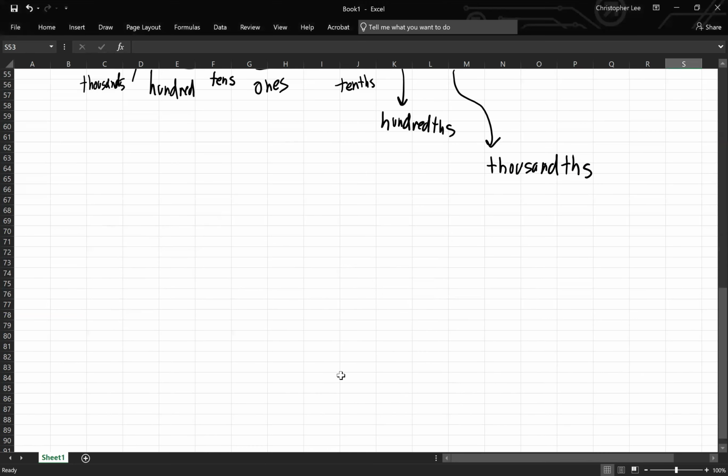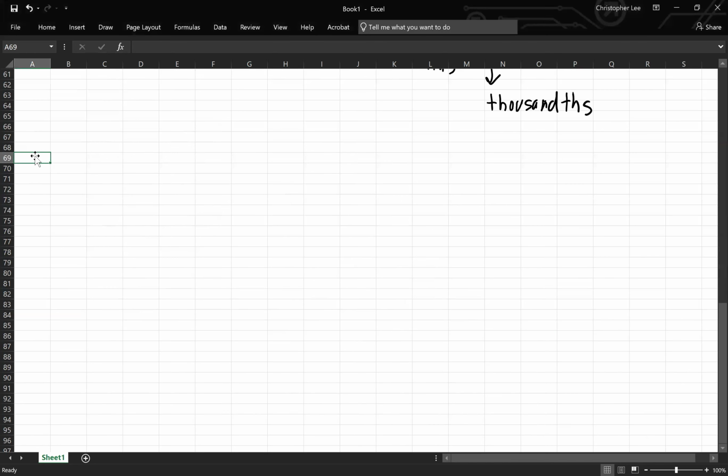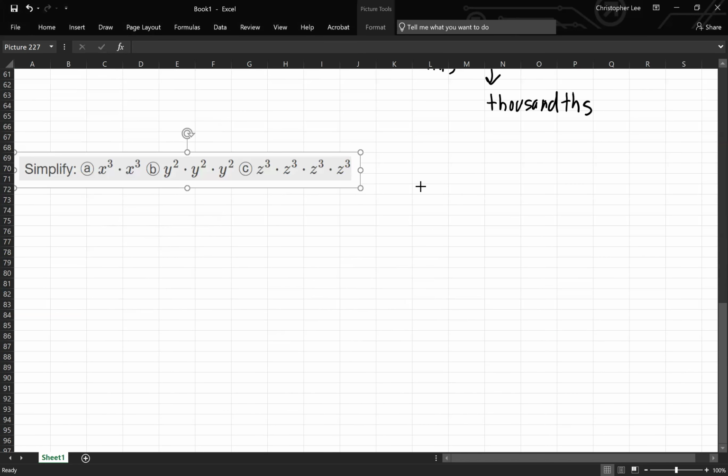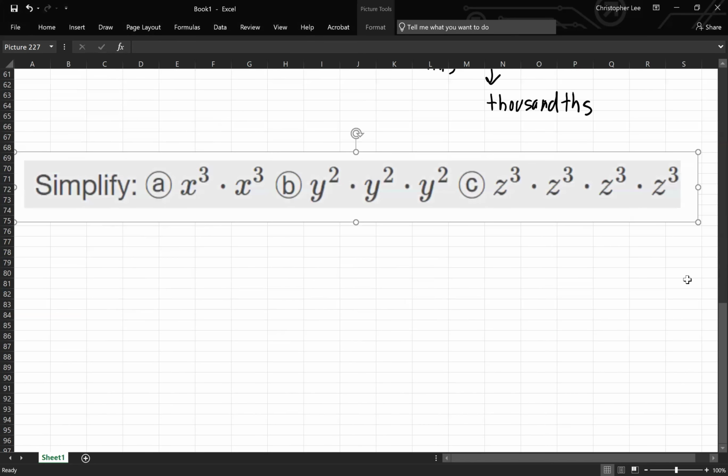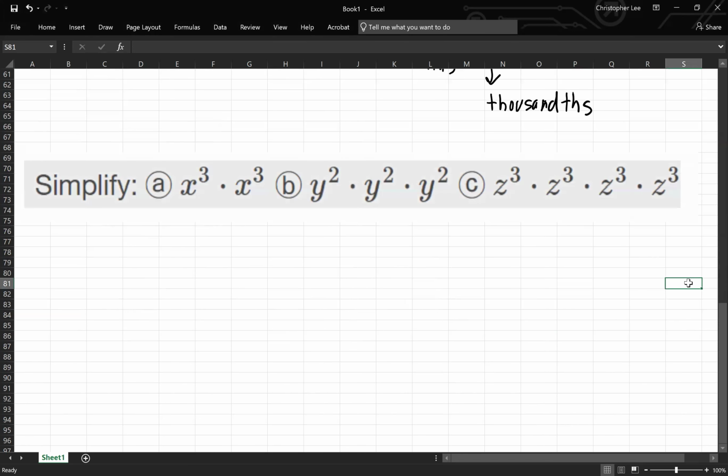All right. It's a real blast from the past. It's going all the way back to test one. What's the answer for A? I have x to the third times x to the third, which becomes x to the sixth, right? Remember, whenever we multiply exponents, we add them, right? 3 plus 3, so x to the power 6.